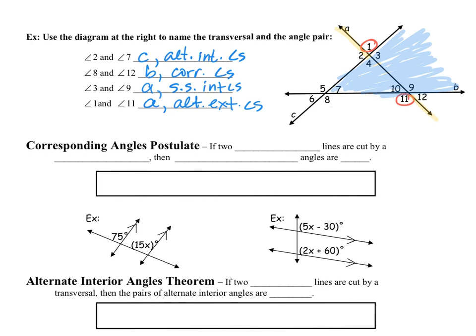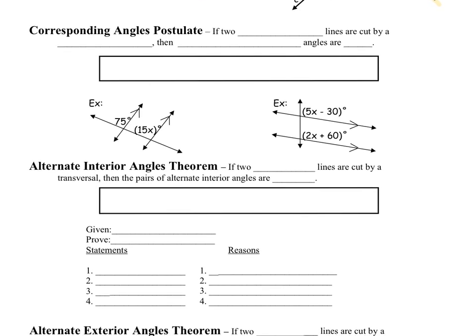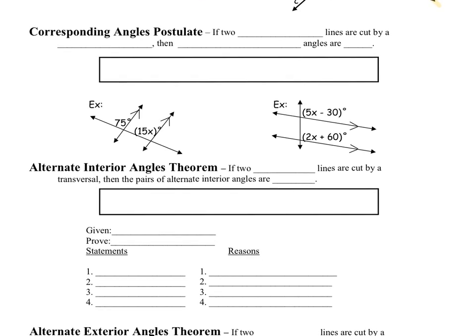Okay, so the next thing we're going to do is talk about a postulate and then some theorems that have to do with these angle pairs. This first postulate we're going to talk about is called the corresponding angles postulate. Now, let's just remember that a postulate is a statement that we accept as true without proof. We couldn't prove it even if we wanted to, because there's nothing to prove it with.